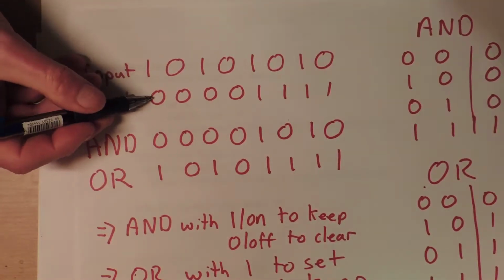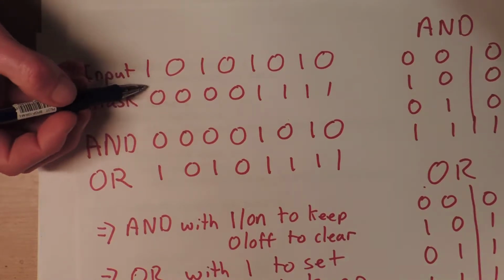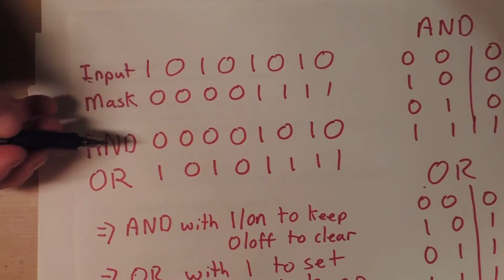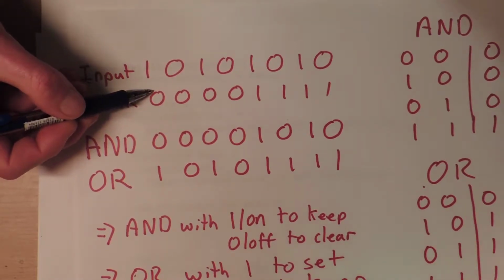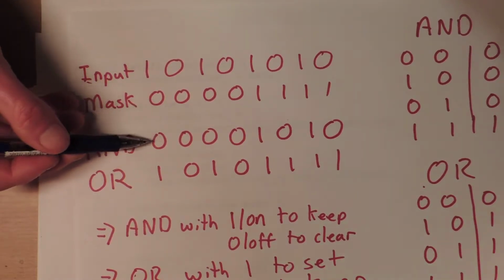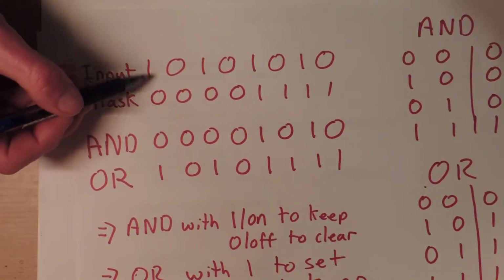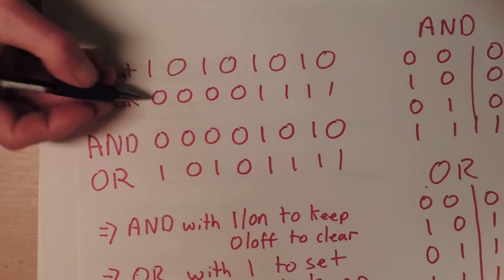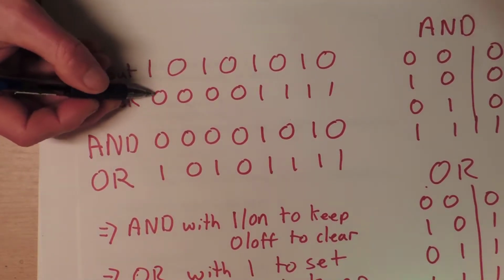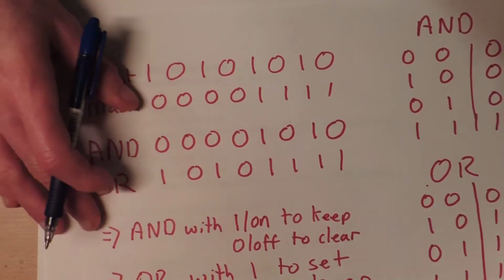And so if I have my input and my mask, then what will happen is anytime there is a 0 in the mask, the output will be 0. So it doesn't matter what the input was when there's a 0 in the mask, because the output will just be 0, because you know at least one of them is 0, and so the answer has to be 0 or false. So one of them is false, so the answer is false.